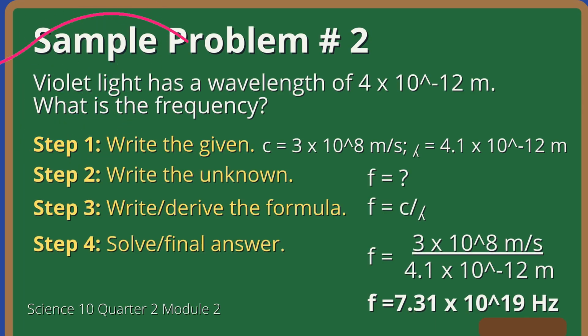Step 4. Solve and final answer. f is equal to 3 times 10 to the 8 meters per second divided by 4.1 times 10 to the negative 12 meters. Final answer. f is equal to 7.31 times 10 to the 19 hertz.